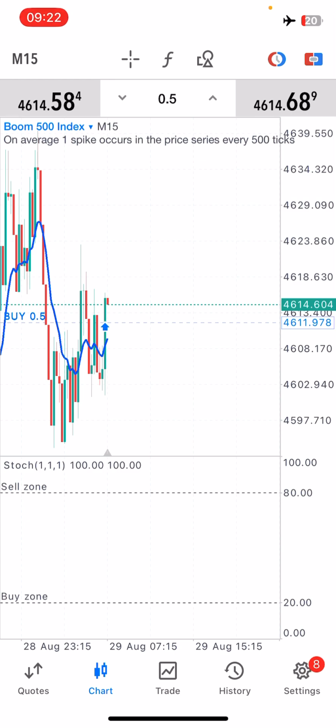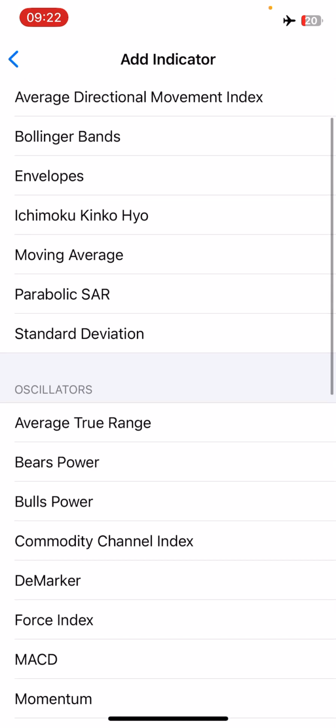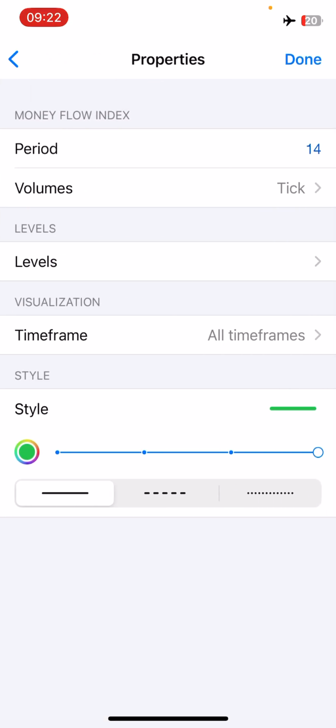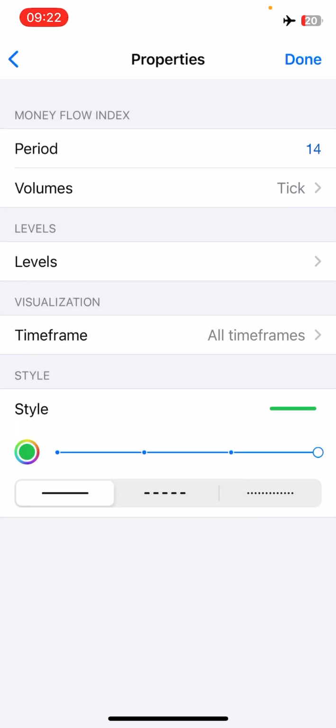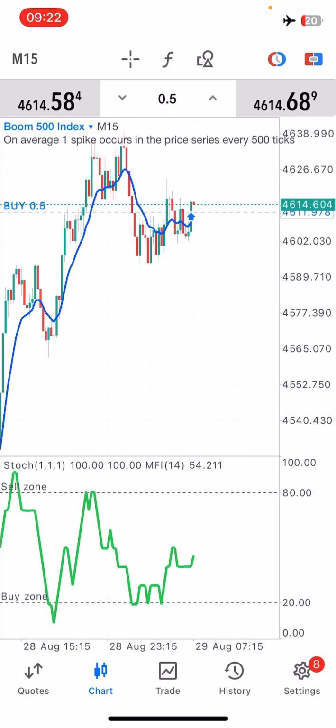I'm going to need the final indicator. So going back to my indicator section, this time I'll click where it says indicator window 1, and we're going to be adding an indicator called the money flow index, which is right here. This money flow index has the following properties. We've got a period of 14, the volumes are tick, and for the style, I chose this green color for my money flow index. If I click done, you see that I'll have a green line popping up on my charts.